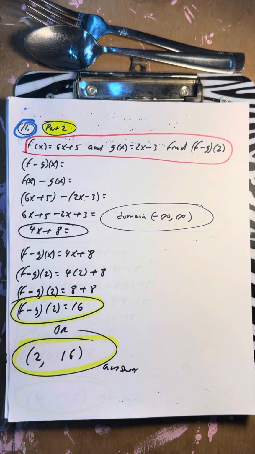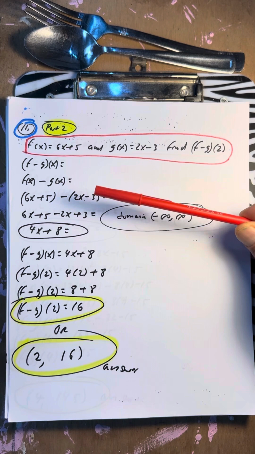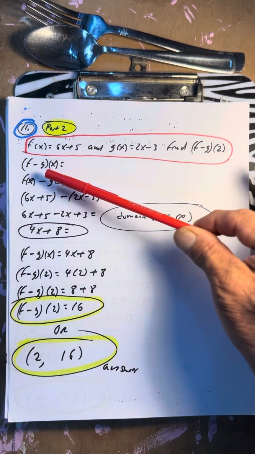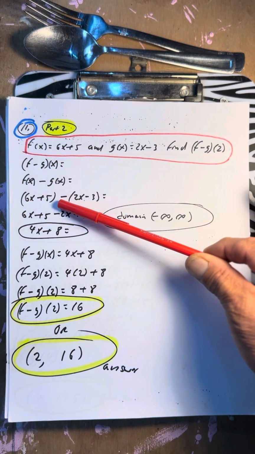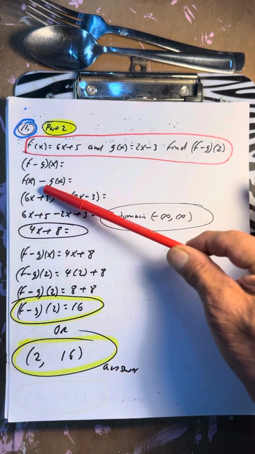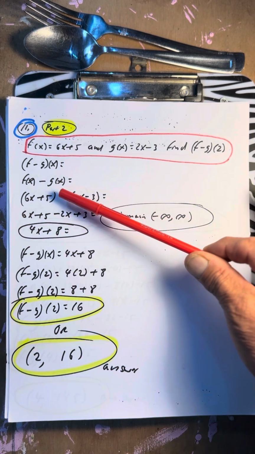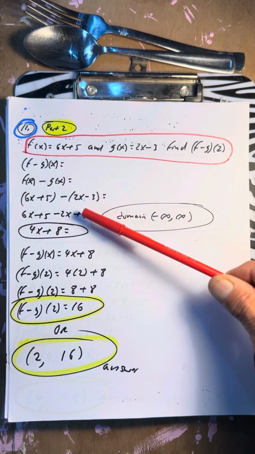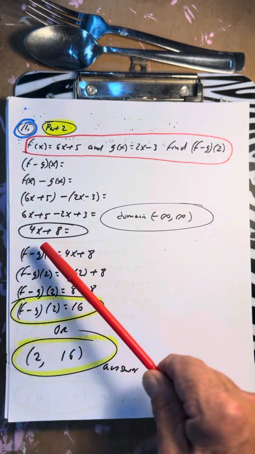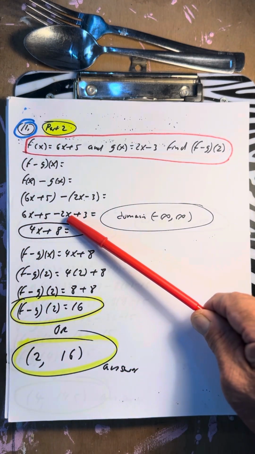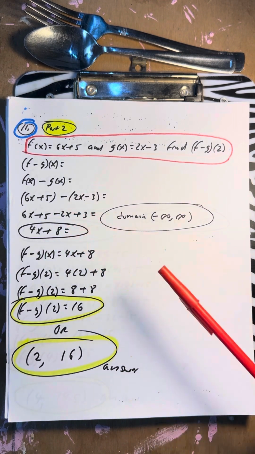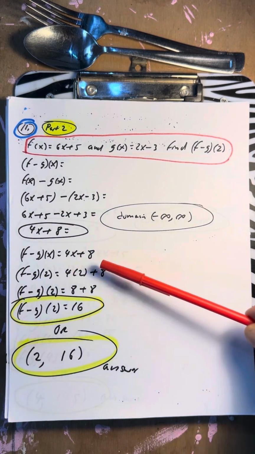All right. 11 part 2. Now it says f minus g of x. Same functions, but now minus. So 6x plus 5 minus 2x. Now this one stays the same, but this one does change. Negative or positive, negative is a positive. Put those together, we have 6x minus 2x is 4x, and that's going to give you the 8. So now f minus g of x is 4x plus 8.